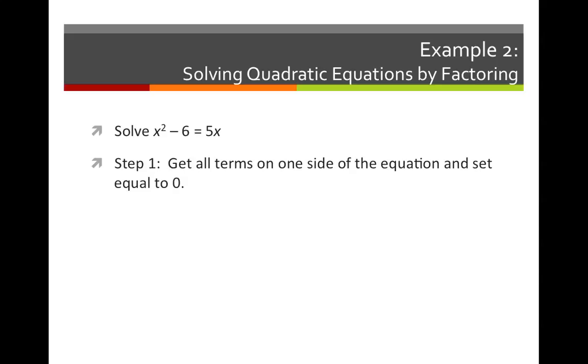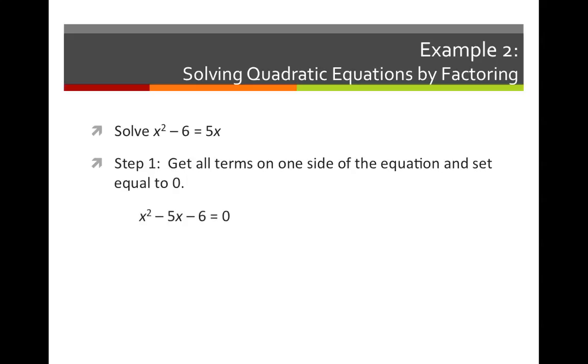All right, now in example 2, we're starting out with an equation that's a little bit different. We have x squared minus 6 equal to 5x. In order to be able to factor and then solve using the factoring, we have to get everything equal to 0 because it's called the 0 product property. It's not called the 5x product property. It's not called the 6 product property. We have to have everything equal to 0 in order for our 0 product property to work.